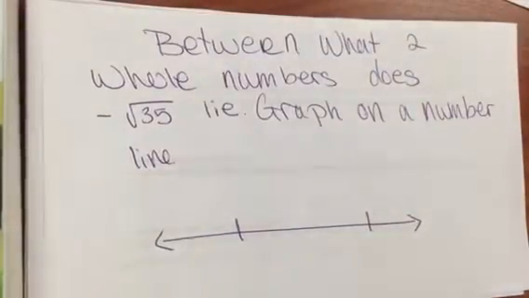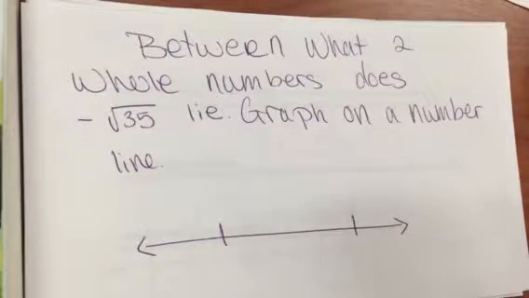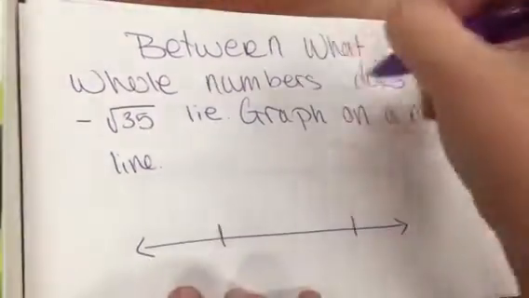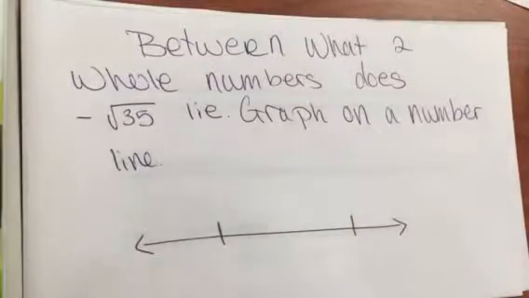Between what two whole numbers does negative square root of 35 lie and graph on a number line? So I have to go, negative square root of 35, and I should have put, between what two integers does this lie? My mistake.